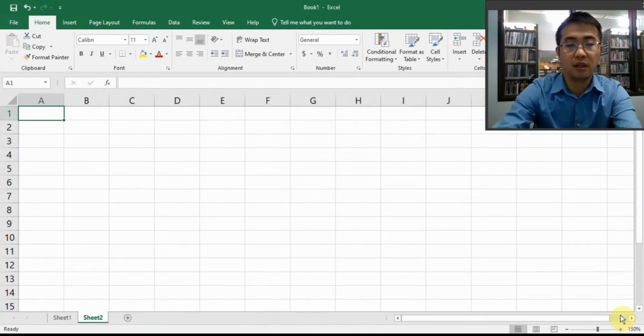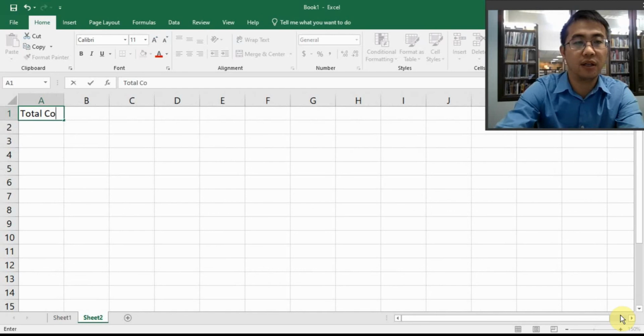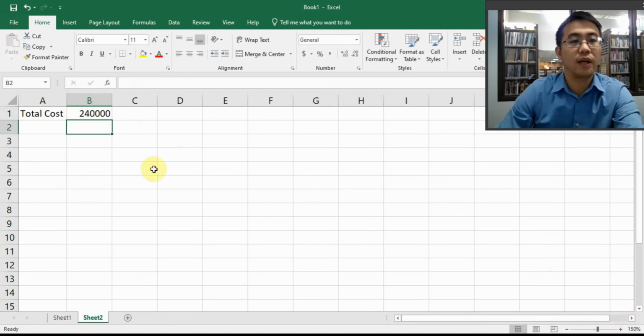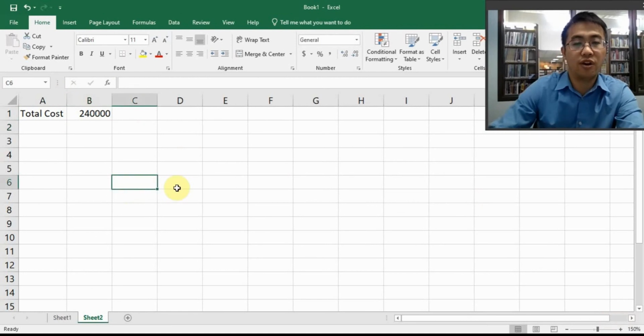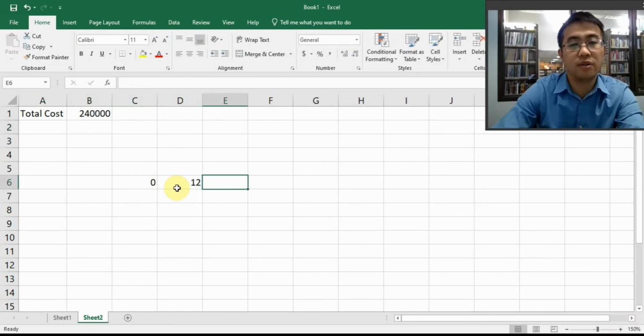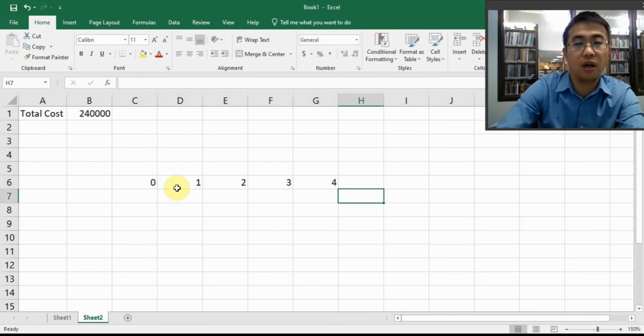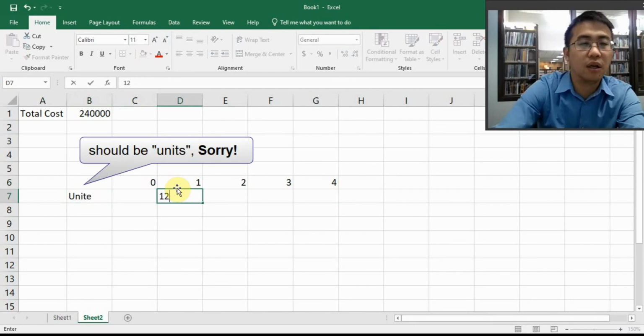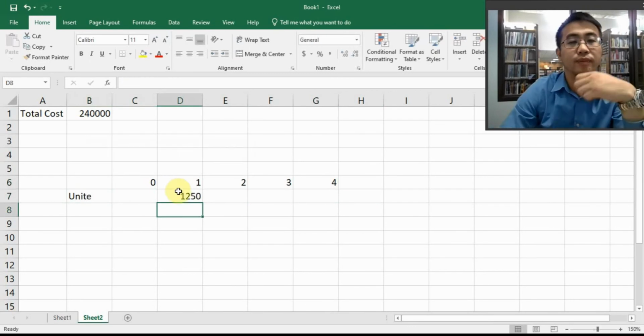So let's say the total cost of the equipment is $240,000. Okay, and you have 4 years of an investment, 1, 2, 3, 4, and the units each year is 1,250.